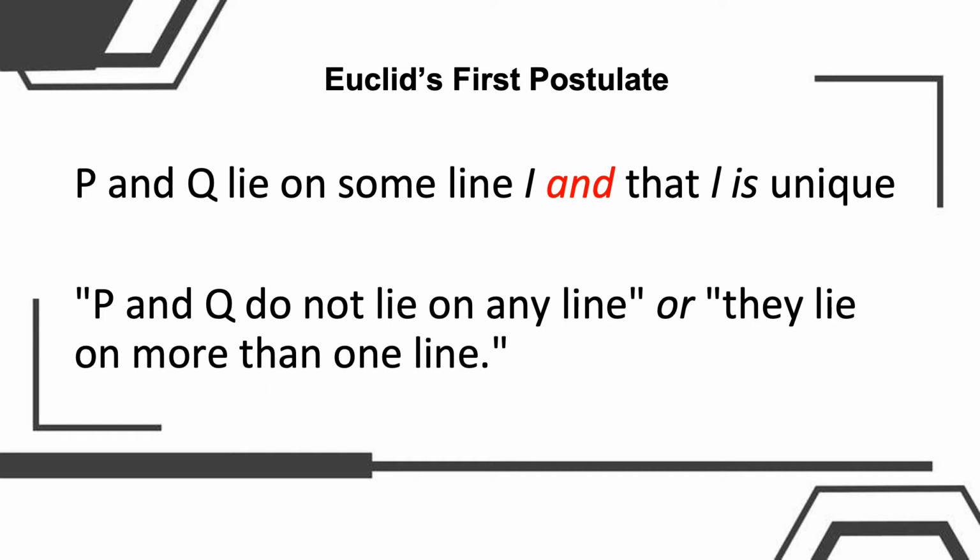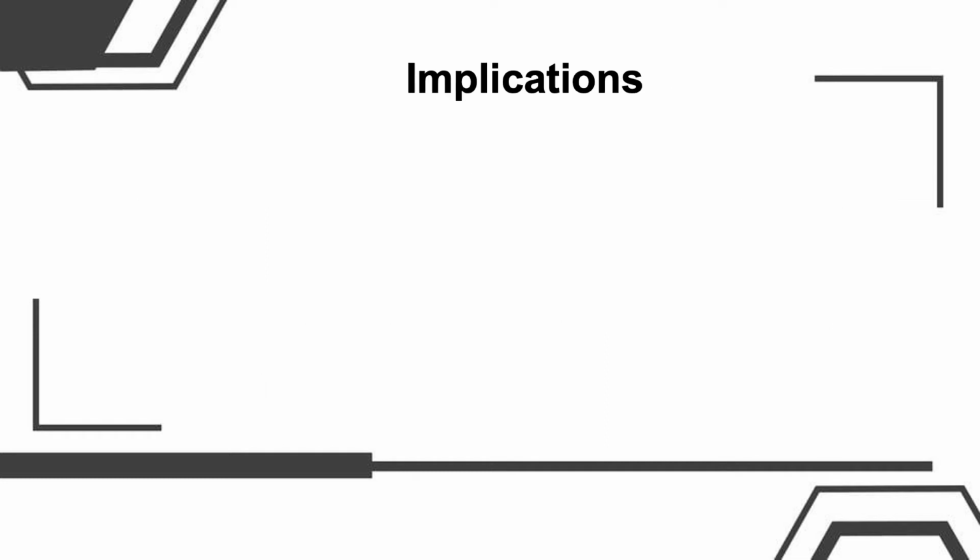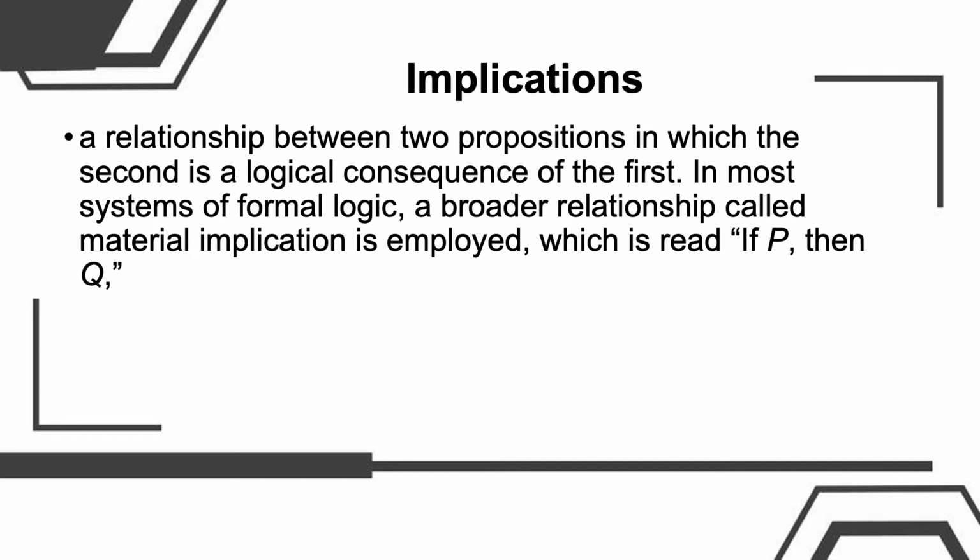So let's proceed with implications. You have heard a lot about implications before. Once you have heard the if P then Q, then we are referring to implication. So formally, here's the definition of implication. In logic, it means a relationship between two propositions in which the second is a logical consequence of the first. In most systems of formal logic, a broader relationship called material implication is employed. So this is read as if P then Q. So we are familiar with that.